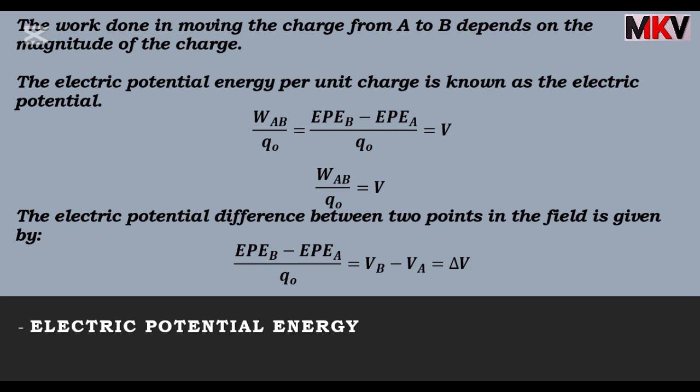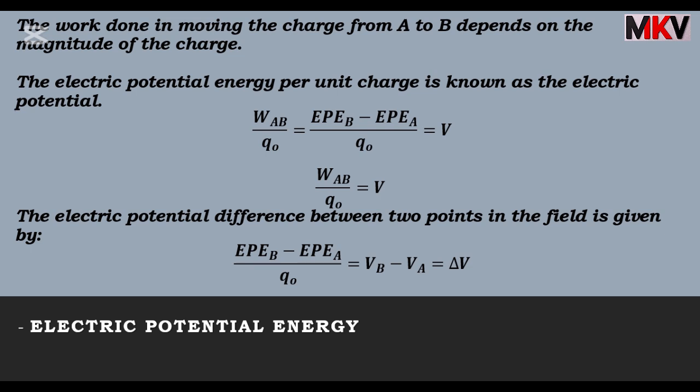And we know that the work done is the electric potential energy at point P minus the electric potential energy at point A. So we now have a new equation, which is electric potential equals the work done over the test charge. And with this, the potential depends on the magnitude of the charge.